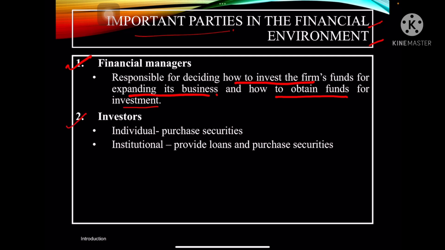Number two is the investor. Investors purchase securities, what we call shares and everything. Next one is institutional. Investors come from individuals and from institutions. So this is for big firms and so on. What they do is provide loans, and they can also purchase shares, right?